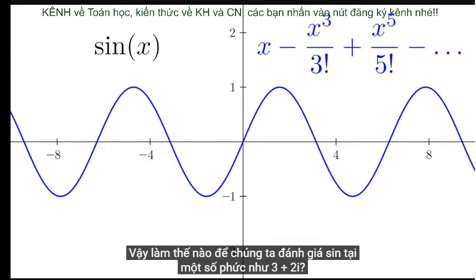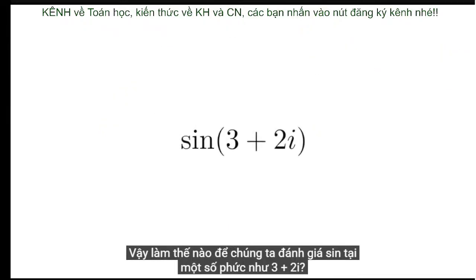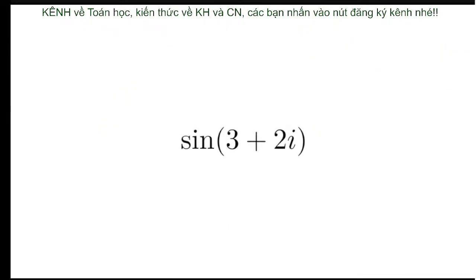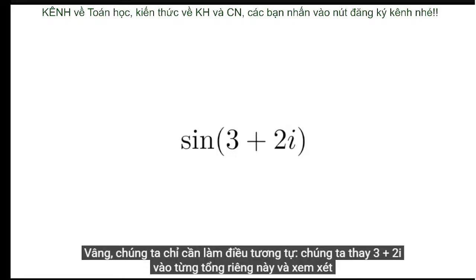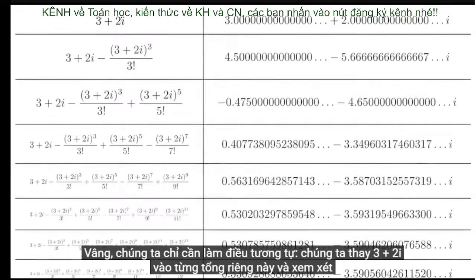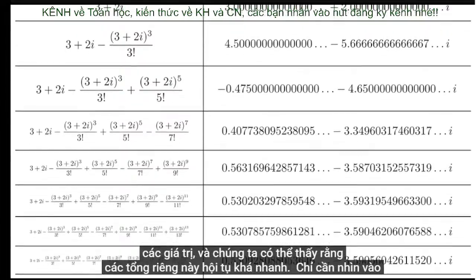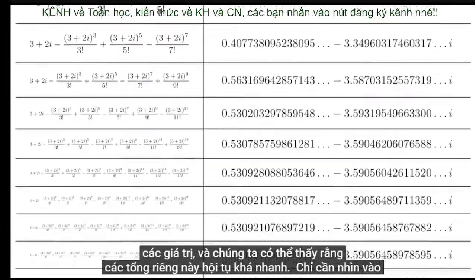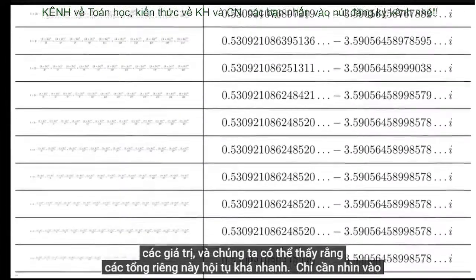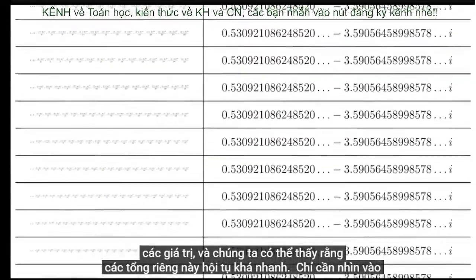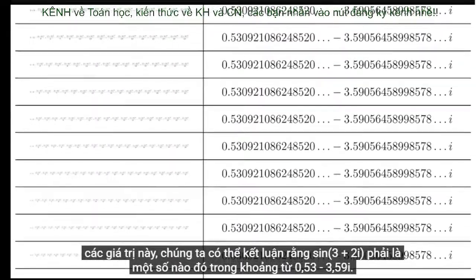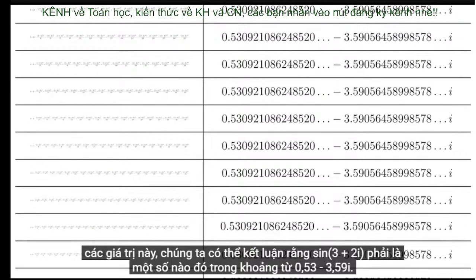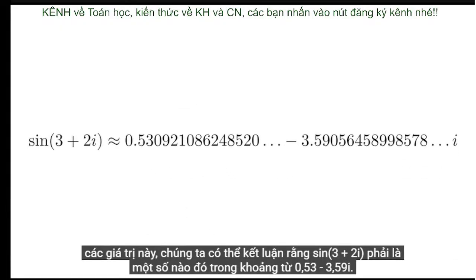So how do we evaluate sine at a complex number, like 3 plus 2i? Well, we just do the same thing. We plug 3 plus 2i into each of these partial sums and look at the values, and we can see that rather rapidly these partial sums converge. Just by looking at these values, we can conclude that sine of 3 plus 2i must be some number in the vicinity of 0.53 minus 3.59i.